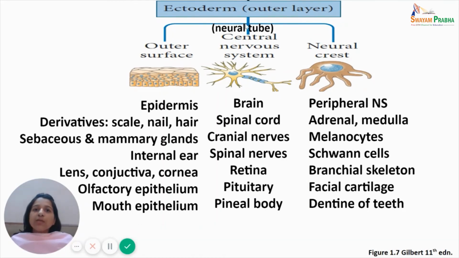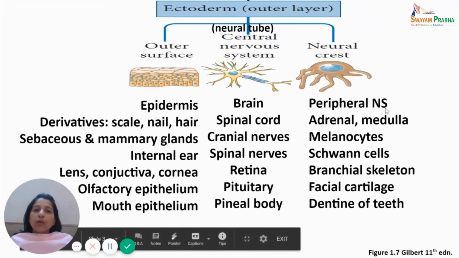The central nervous system develops into the neural tube, which includes the brain at the anteriormost part of the body, and along with it the spinal cord, which runs behind the brain till the caudal end of the body. It also develops the cranial nerves as well as the spinal nerves, besides developing into the retina, pituitary, and pineal body. The neural crest develops the peripheral nervous system, the adrenal gland medulla, as well as certain cells, melanocytes and Schwann cells. It also develops into the branchial skeleton, facial cartilage, and dentine of teeth.